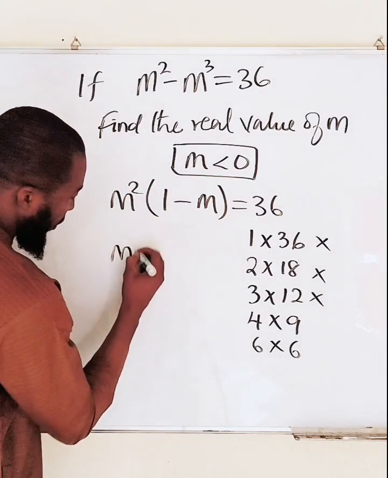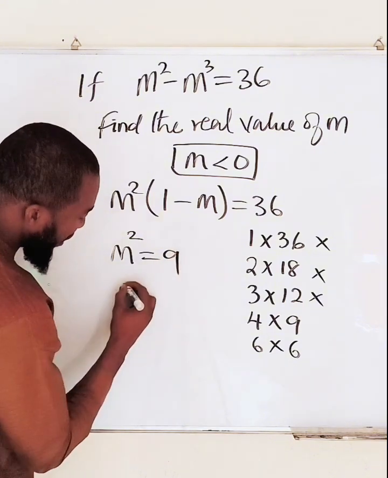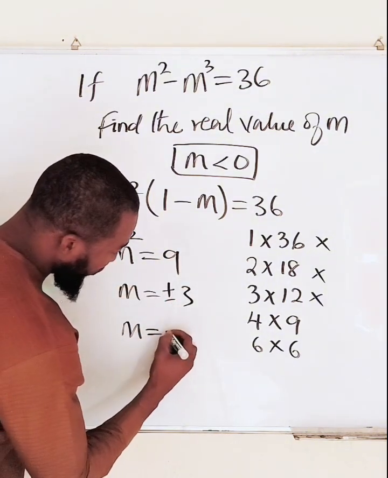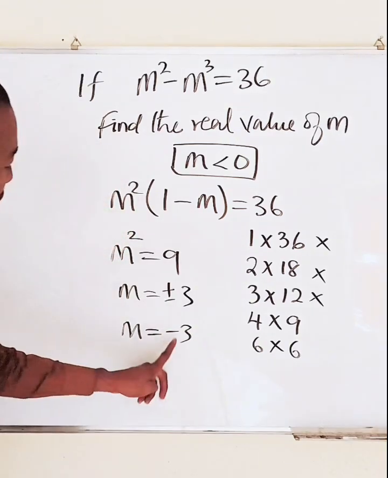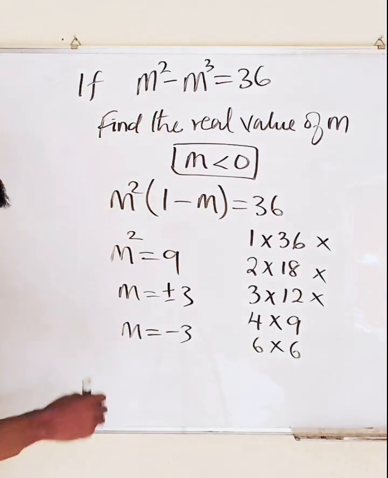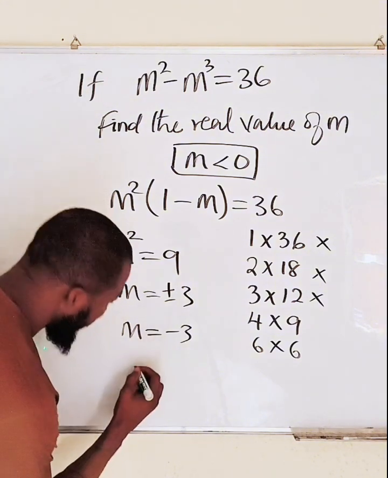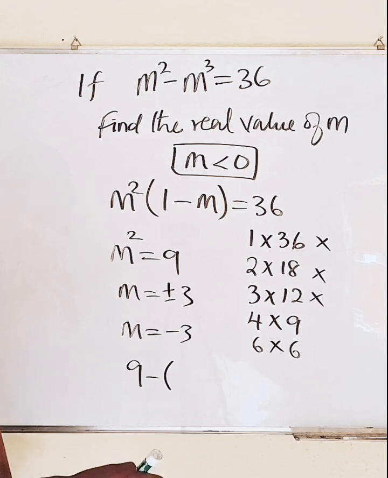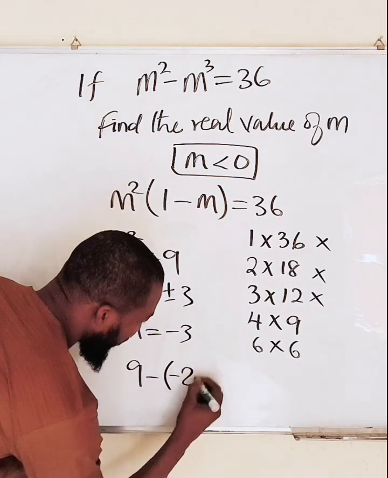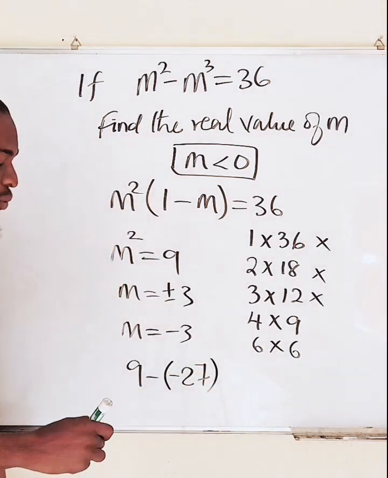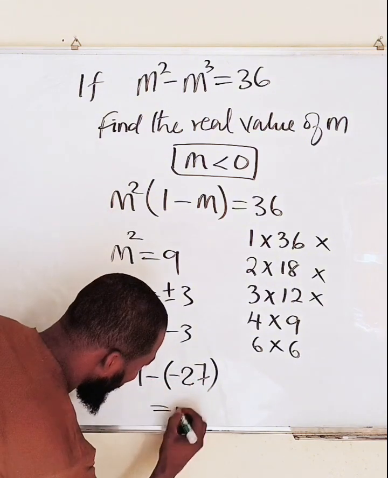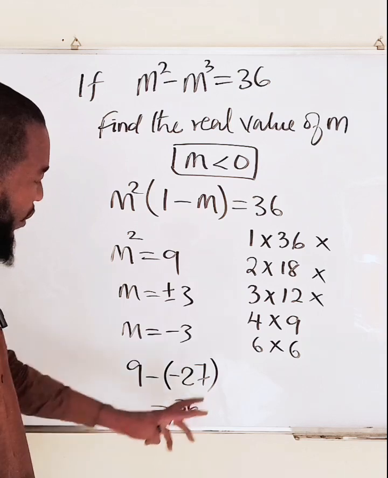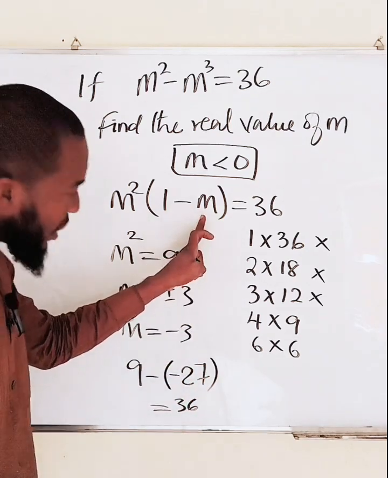If m squared is equal to 9, it means that m is equal to plus or minus 3. But we are looking for the negative version, which is negative 3. So let's confirm. Negative 3 to the power of 2 is 9, positive 9, minus negative 3 to the power of 3, which is negative 27. Negative negative is positive. 9 plus 27 is 36. Yes, this satisfies. Wow.